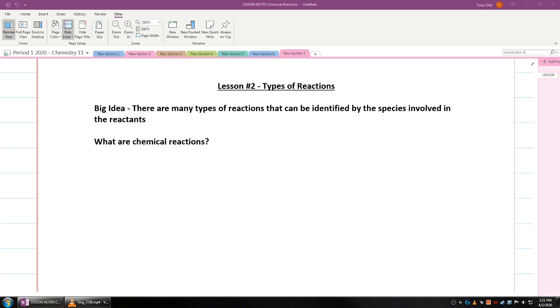So, our next lesson today is going to be types of reactions. So lesson number 2. We just finished a lesson on how to balance chemical reactions. We're going to build on that with now, what if you're just given reactants? How would you figure out what the products will be? Now, the big idea is there are many types of reactions that can be identified by the species involved in the reactants.